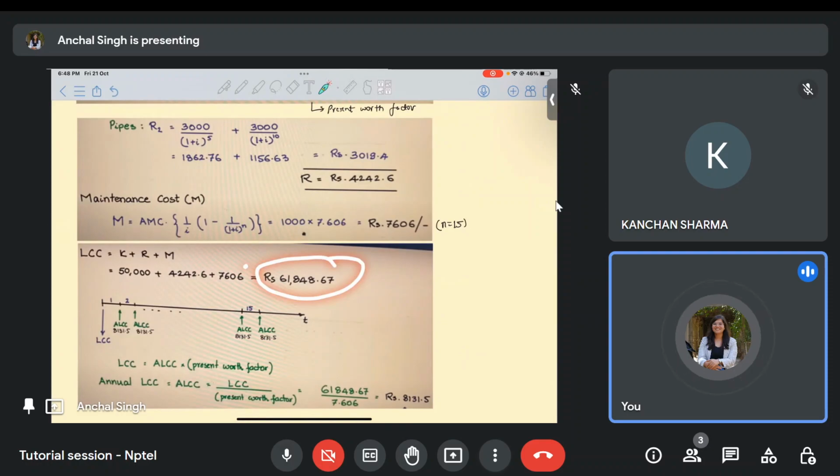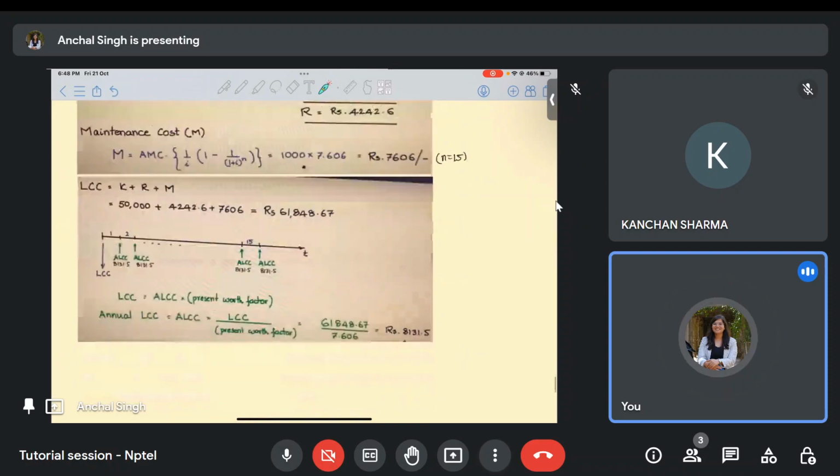And if I am planning to have a loan for this amount, then that will be called annual LCC. So annually, for 15 years, how much amount will I have to pay if I have to put up this pumping system? That is given by annual LCC, that is annual life cycle costing. So that amounts to 8,000 rupees.